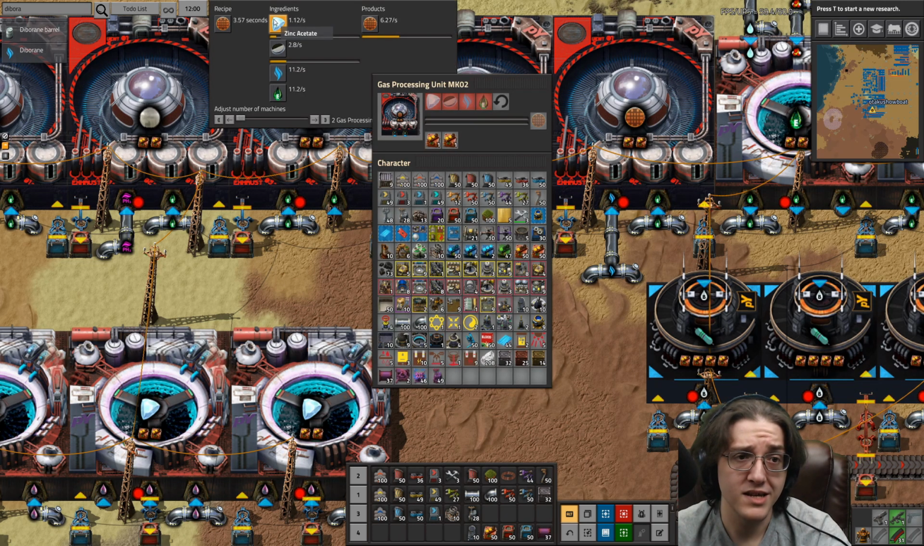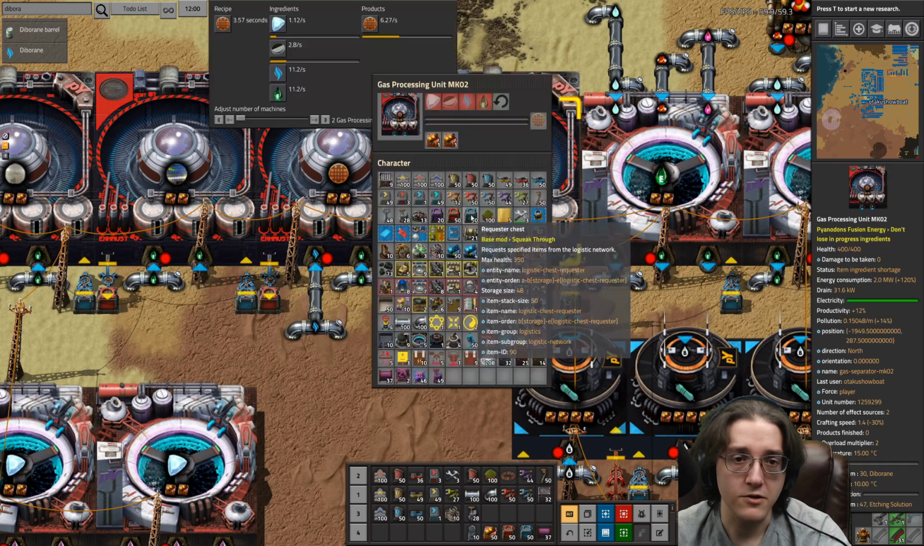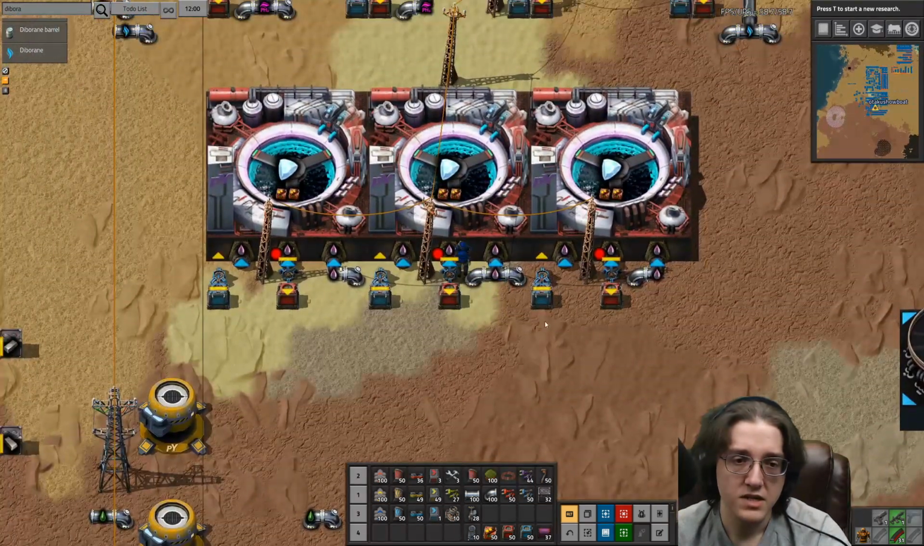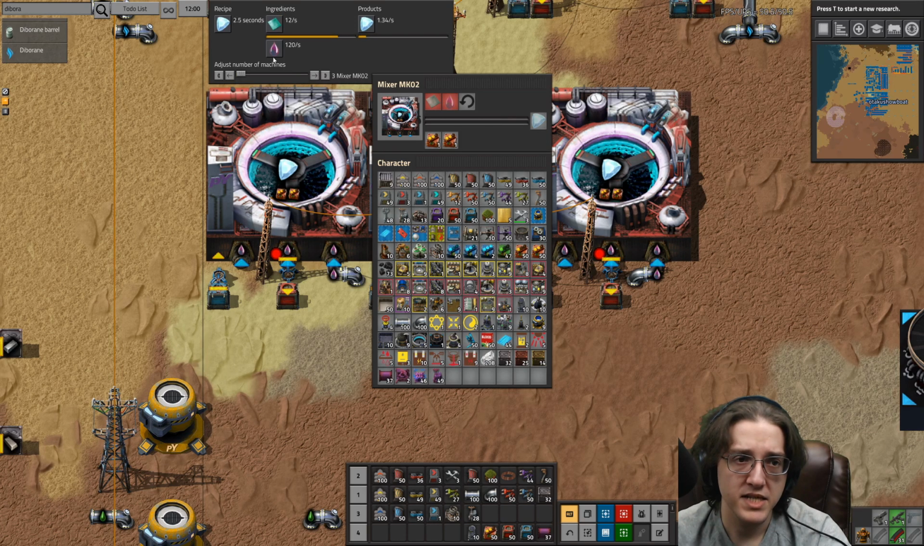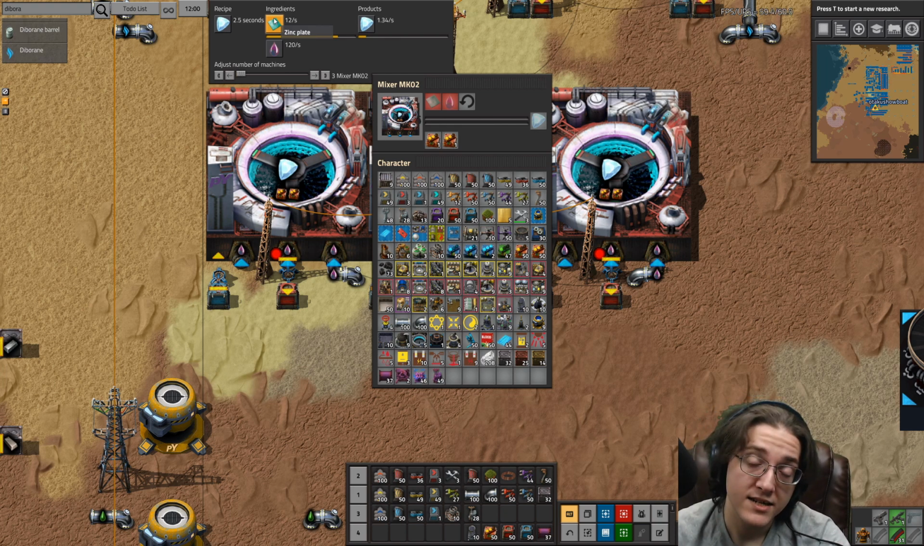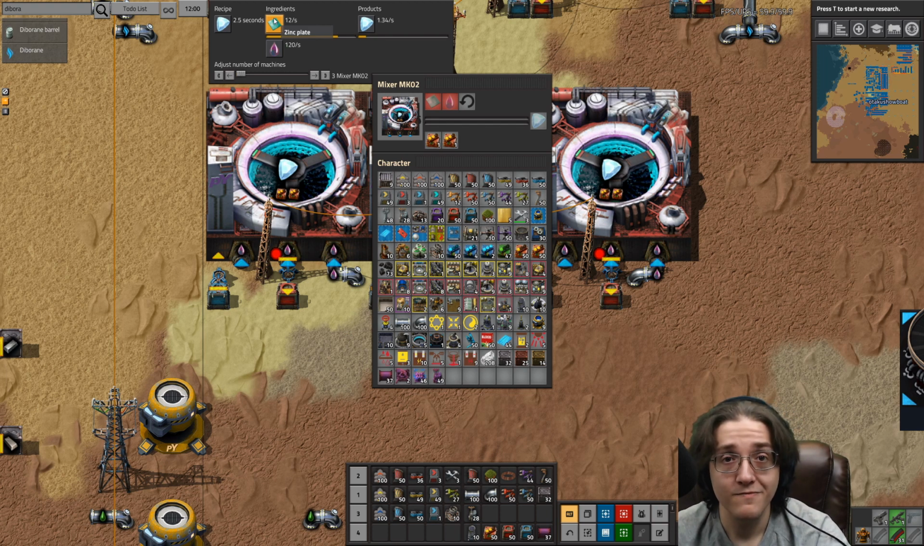This is the one that hurts. Zinc acetate is the one that hurts here. So zinc acetate is zinc plates and acetic acid. A lot of zinc plates. And do remember, zinc needs iron to process. So zinc requires iron to process. A bit of iron is used in that first step of zinc processing.